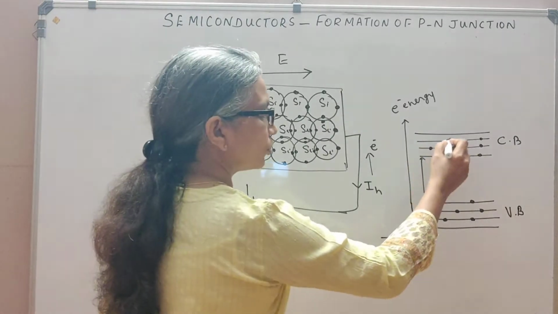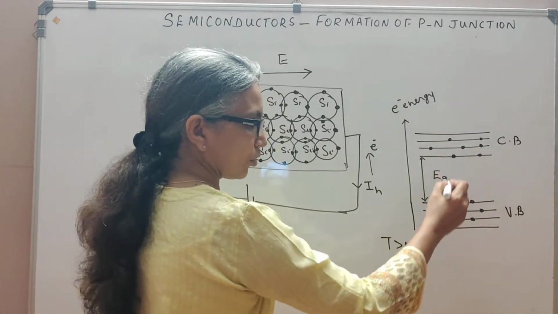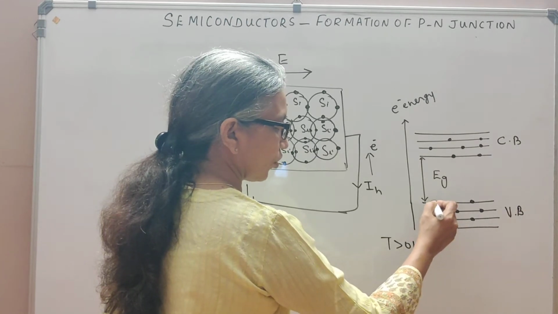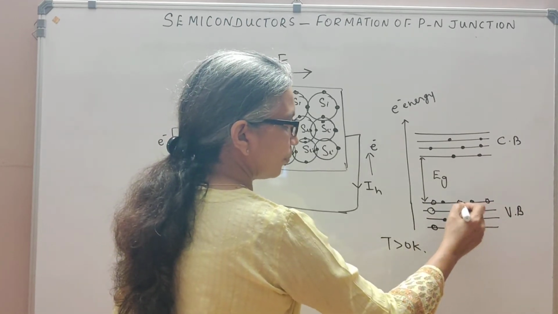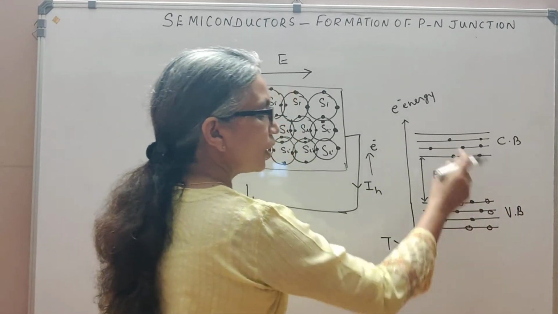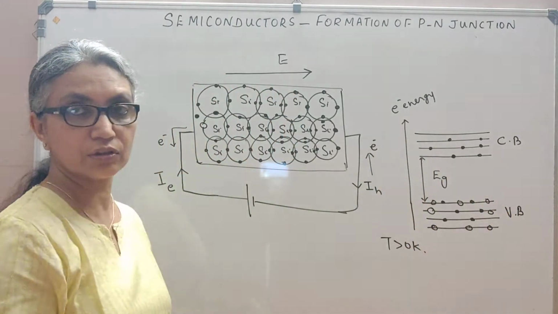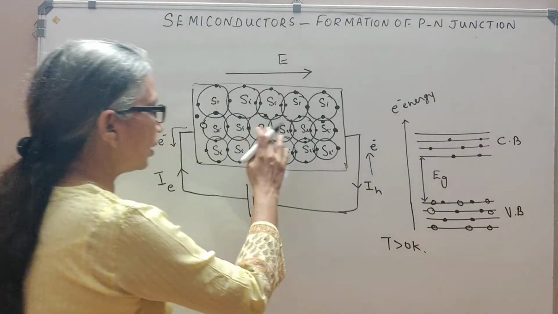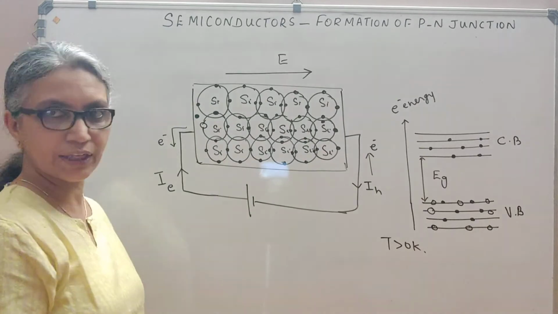Now if there are 1, 2, 3, 4, 5, 6, 7 electrons, there will be 7 holes in the valence band also. I haven't drawn that. So there will be 7 holes corresponding to the 7 free electrons in the conduction band. There will also be bonded electrons in the valence band.